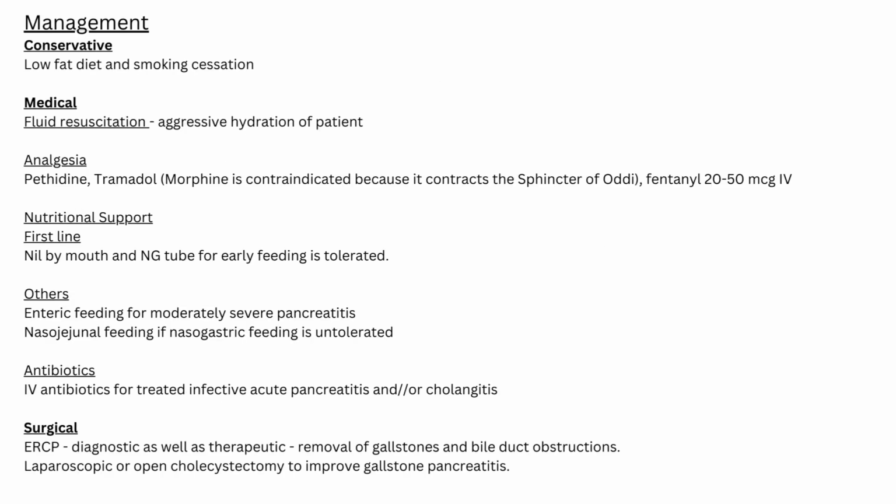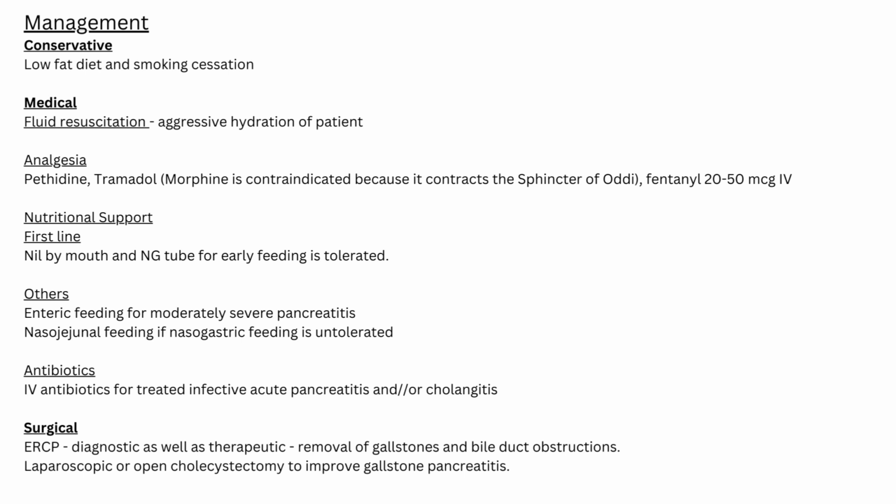To manage acute pancreatitis, we can use conservative, medical and surgical interventions. So conservatively, fatty foods make acute pancreatitis worse, so you want to have a low fat diet. You want to cease smoking and other factors that may worsen it, such as alcohol. So alcohol cessation and smoking cessation would be advised.